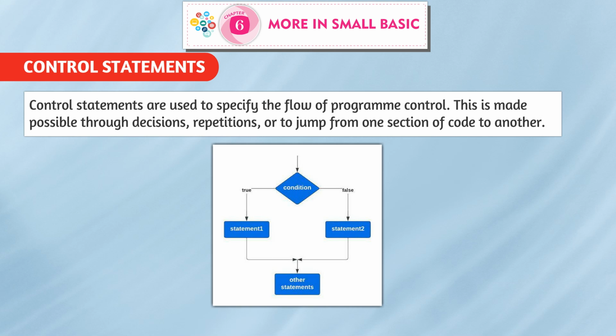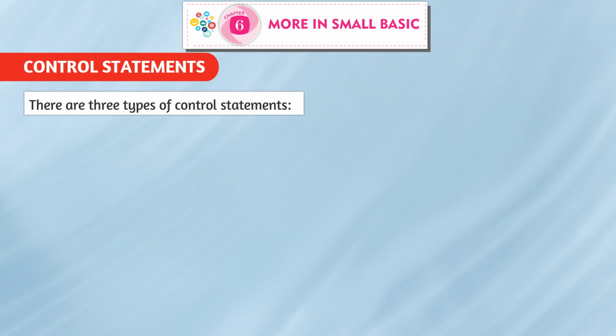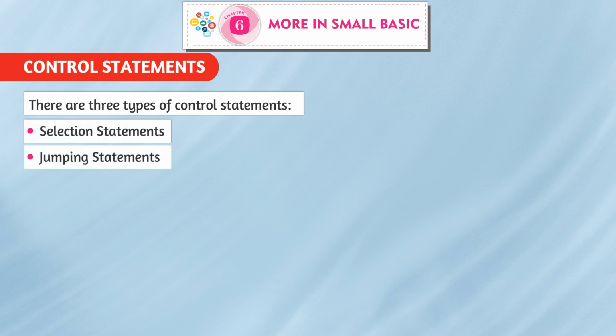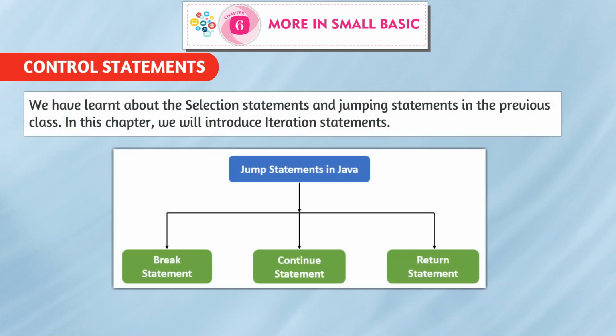Control statements. Control statements are used to specify the flow of program control. This is made possible through decisions, repetitions, or to jump from one section of code to another. There are three types of control statements: selection statements, jumping statements, iteration statements. We have learned about the selection statements and jumping statements in the previous class. In this chapter, we will introduce iteration statements.